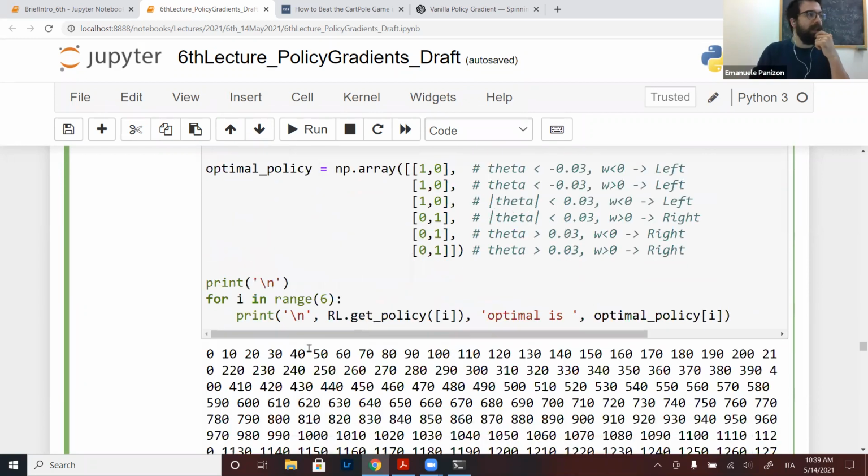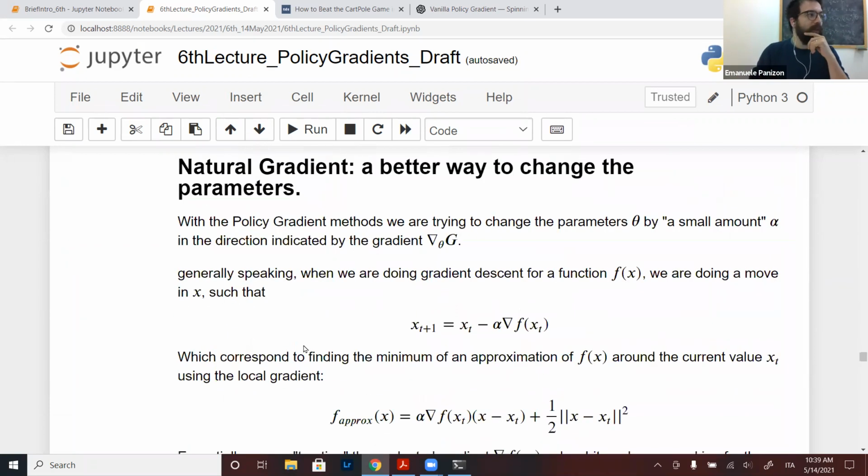Okay, so let's try to put everybody to sleep with this part on the natural gradient.